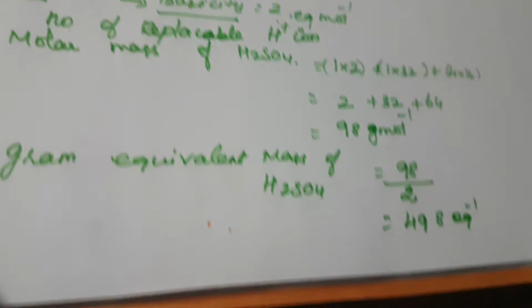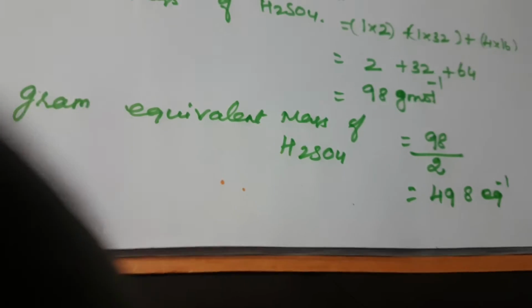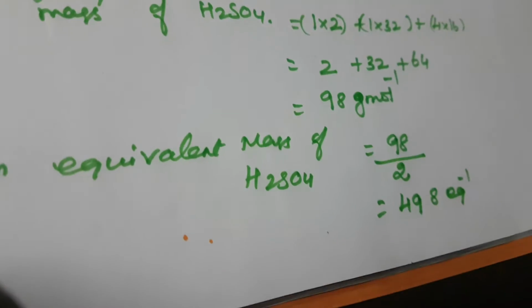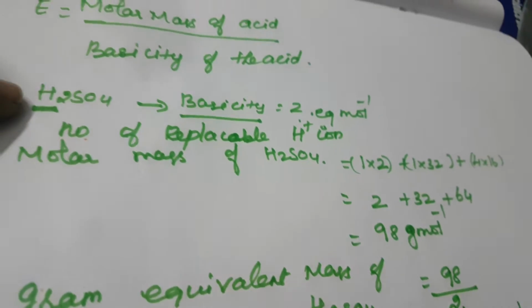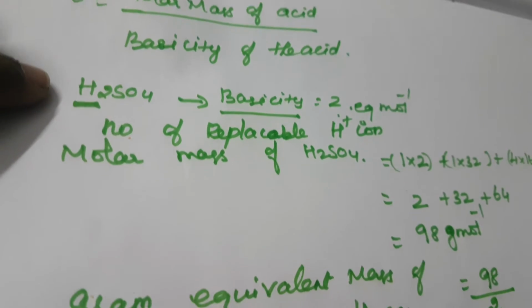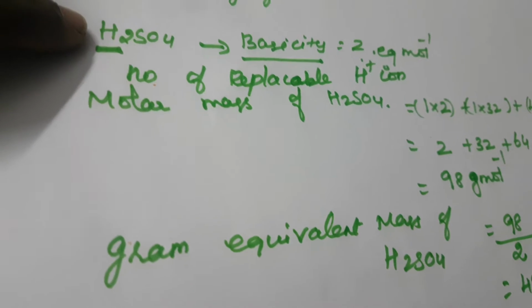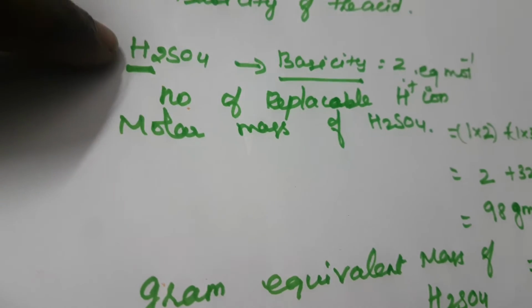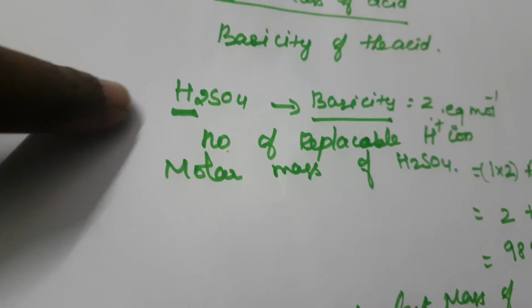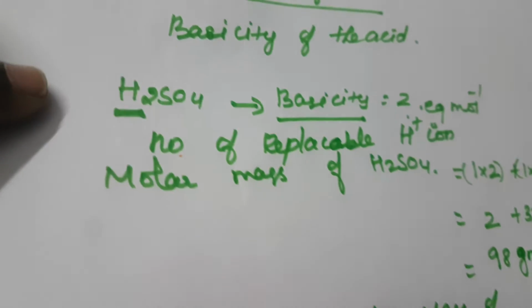Previous year this was a compulsory question: how to calculate the gram equivalent mass of sulfuric acid? This is the important one. It depends on the number of replaceable hydrogen ions, that is the basicity. What is meant by basicity? The number of replaceable hydrogen ions. Now, in sulfuric acid, how many hydrogens can be removed from it? So 2 hydrogens can be removed from this sulfuric acid. That number is called the basicity of sulfuric acid.